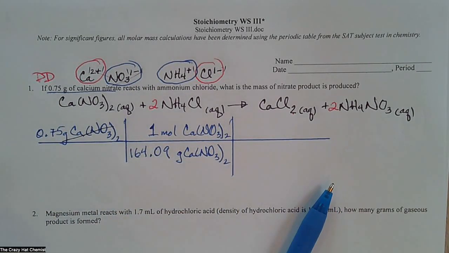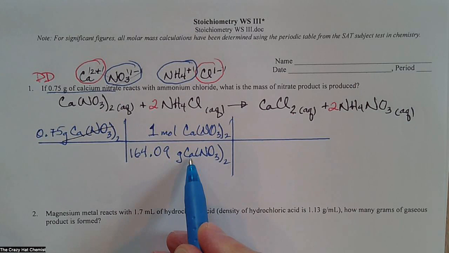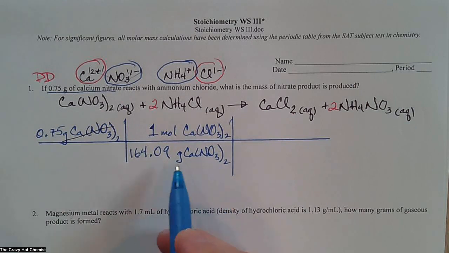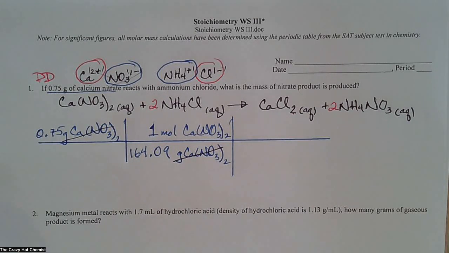164.09. And that has been rounded to 2 decimal places because the fewest number of decimal places in calcium, nitrogen, and oxygen is 2. Okay, now that we've got the molar mass for calcium nitrate, just to reiterate, we have rounded this number to 2 decimal places because calcium has 2 decimal places, nitrogen has 3, and oxygen has 3, and the fewest number of decimal places is what we're looking at. So we're going to be able to cancel out the grams of calcium nitrate just like that.